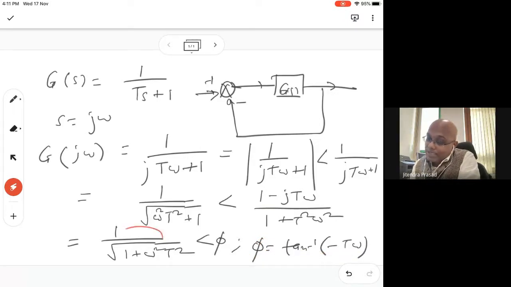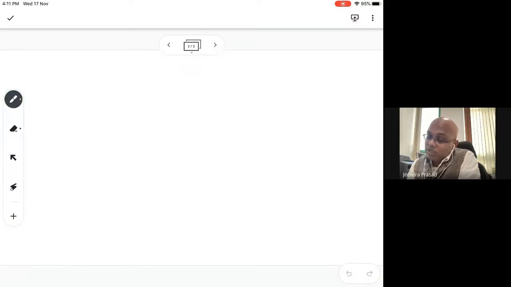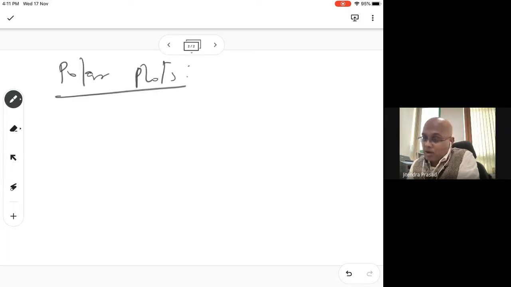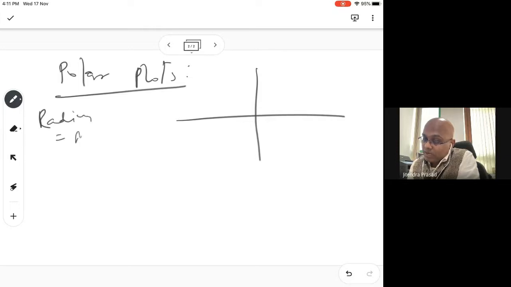Remember that when we talk about plotting, we plot two things. We have polar plots. When you say polar plots, that means our radius is the magnitude. Radius equals magnitude.